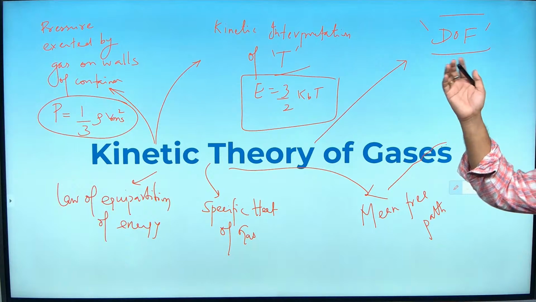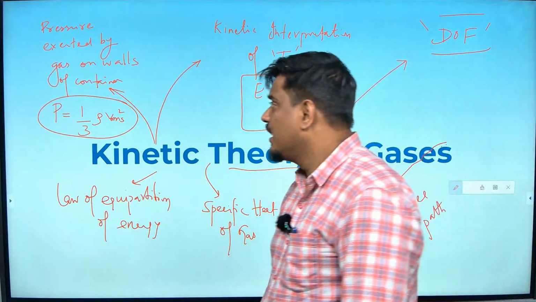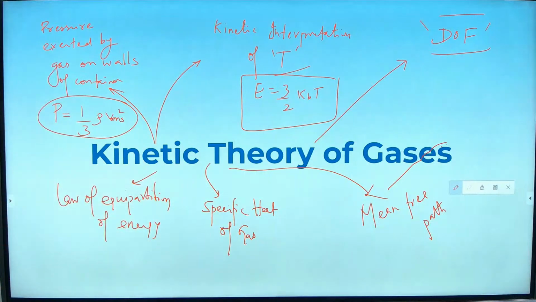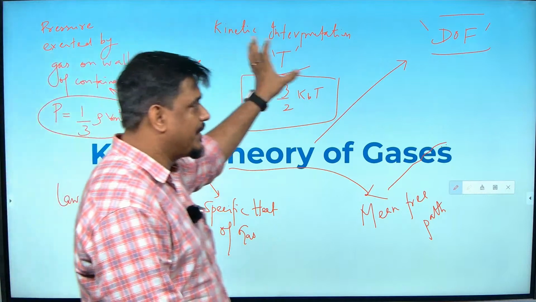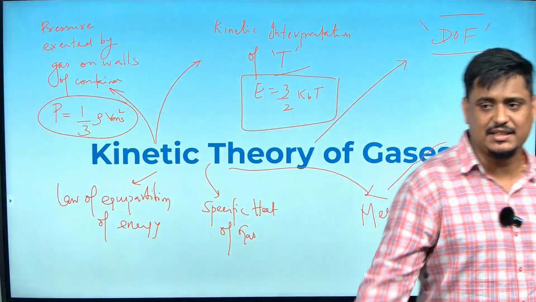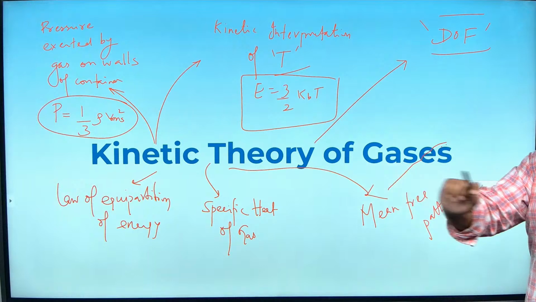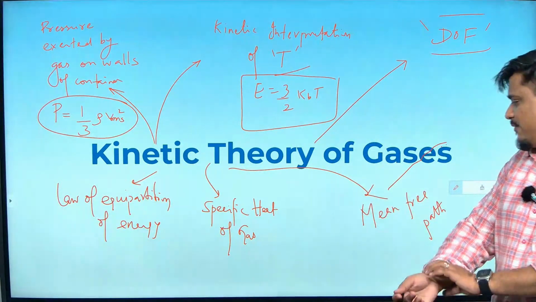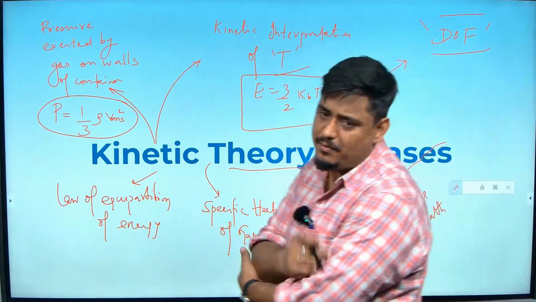That is pressure, how much pressure a gas exerts on the container of any material. We'll find the kinetic interpretation of temperature and the degree of freedom of different gases. We'll apply degree of freedom and find the law of equipartition of energy. Then we will go to the specific heat of gas, and finally we'll talk about the mean free path.